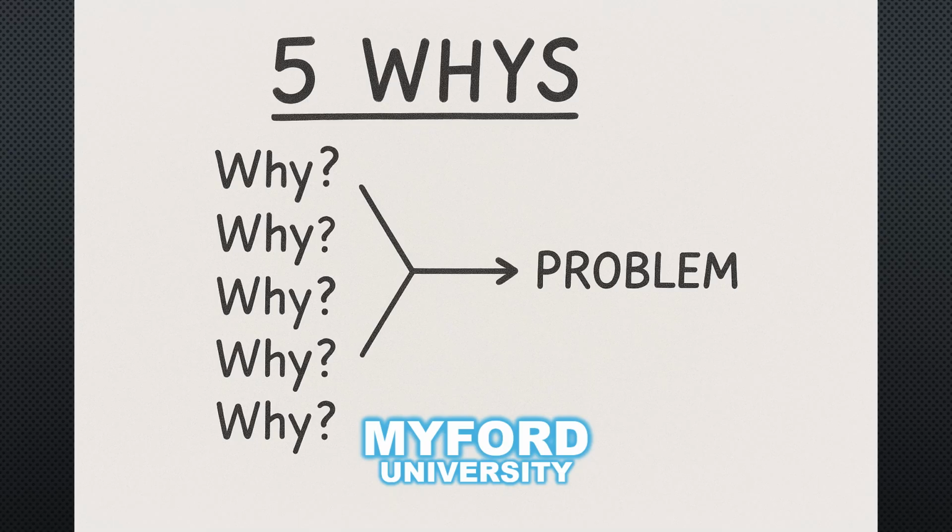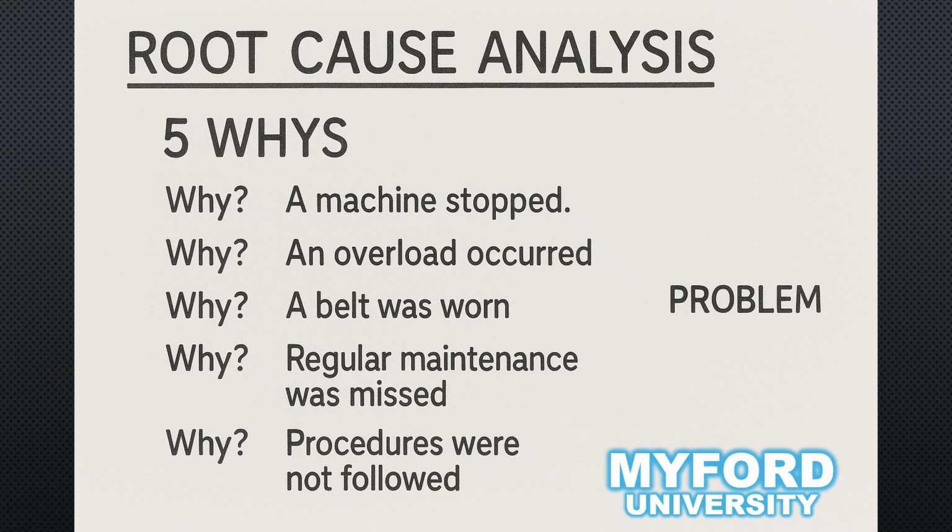Let me give you an example. So, the problem: team is missing deadlines. Why? Tasks are starting late. Why is that? People are waiting on their requirements. Why are they waiting on their requirements? Well, the requirements aren't finalized. Why aren't they finalized? The product owner is overloaded. Why is he or she overloaded? No one has assigned a backup to anyone else.